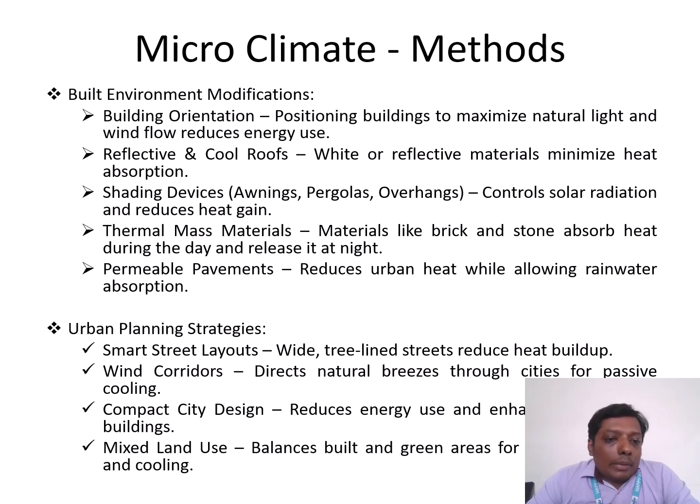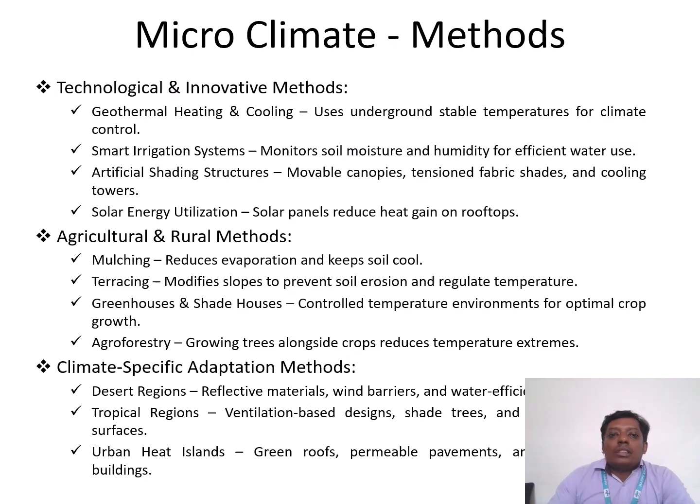Another important method is urban planning strategies. In that, smart street layouts, which means wide tree-lined streets, reduce heat buildup, along with wind corridors, compact city design and mixed land use. These are very important for the main objective, which is to reduce energy. Another important thing is the technological and innovative methods.